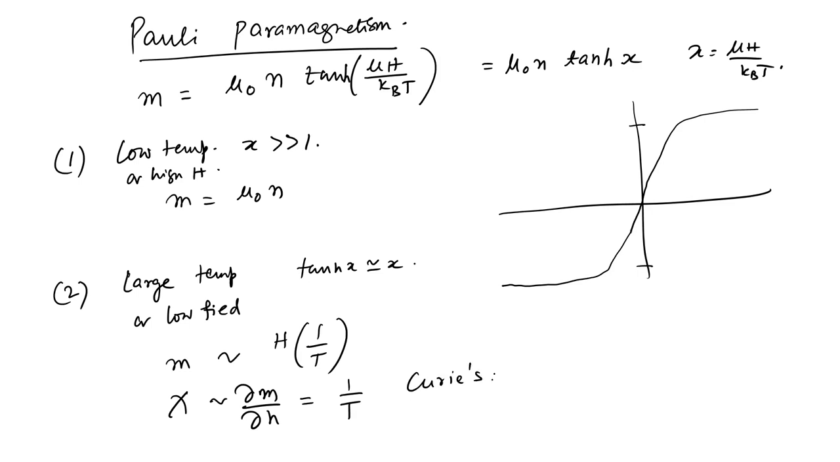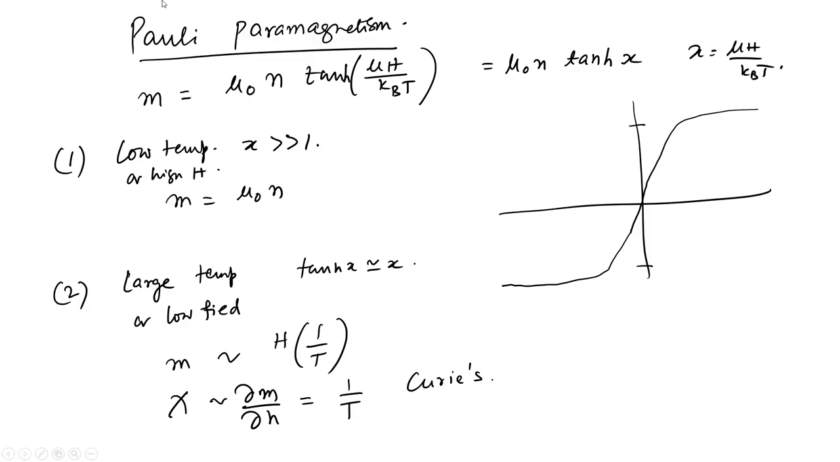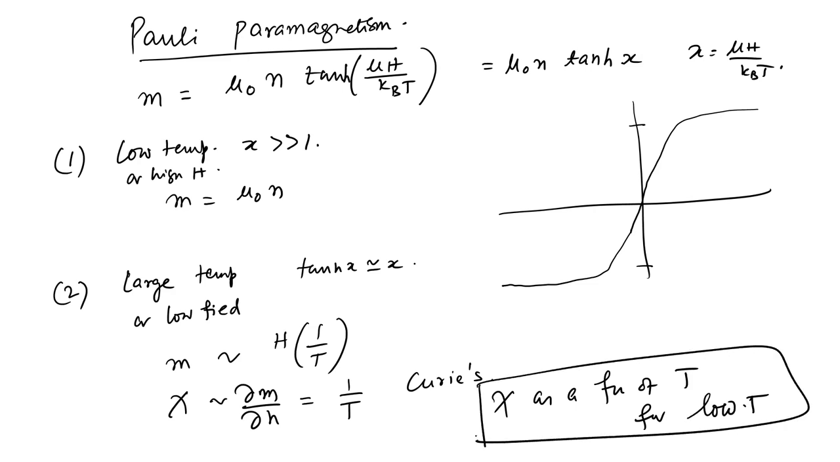We already know about this, but now we will do a more complete description and show that at low temperature the behavior is indeed independent of temperature. So how do we write down the energy of such a system? We really want chi as a function of T for low T. This is what we want.